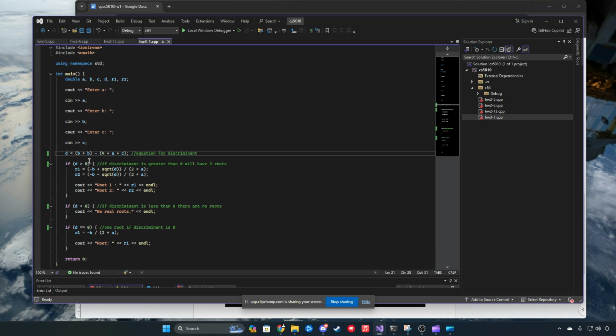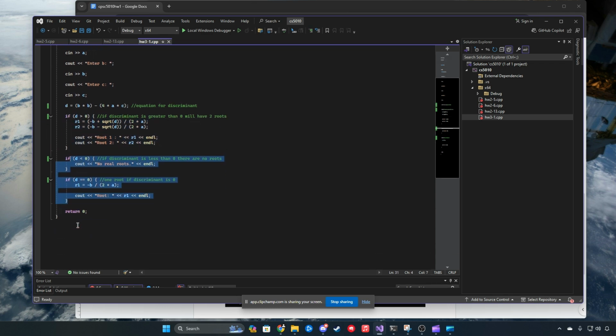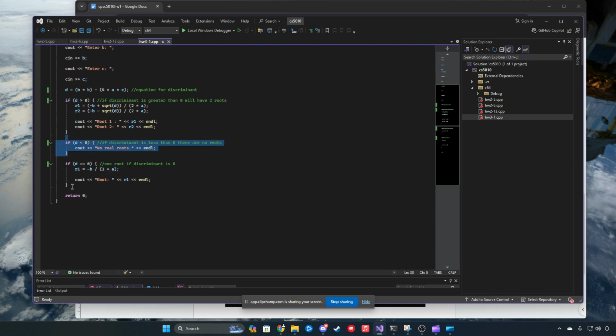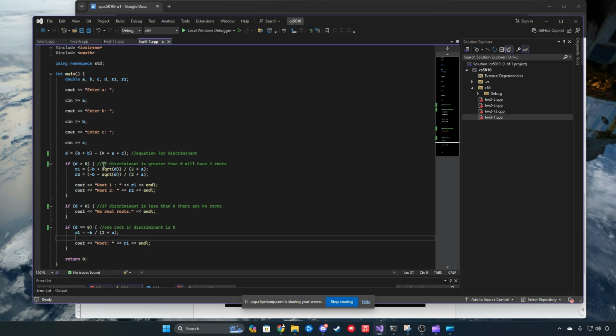If the discriminant is a positive number, it would go here. If it is a negative number, it would go here. And if it equals 0, it would go here. So if the discriminant is greater than 0, there would be two roots that would be calculated by these formulas right here, and here's where we would output them to the user.